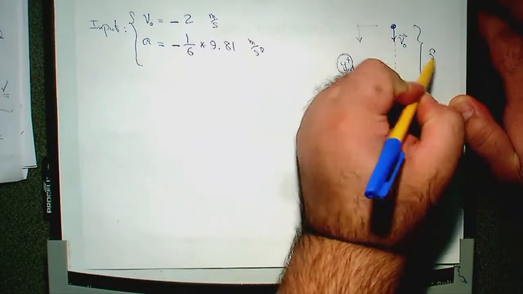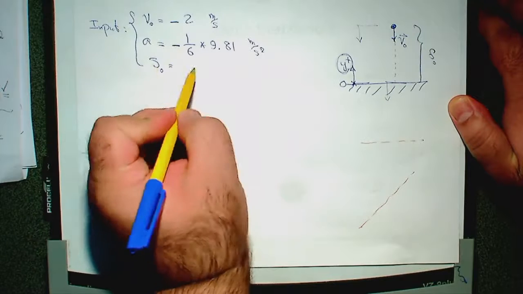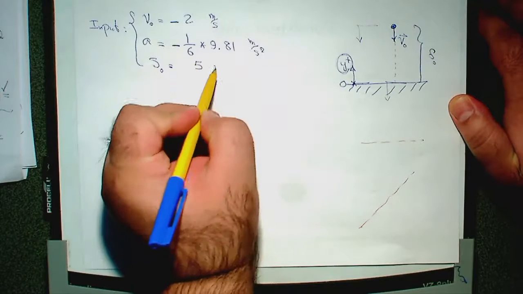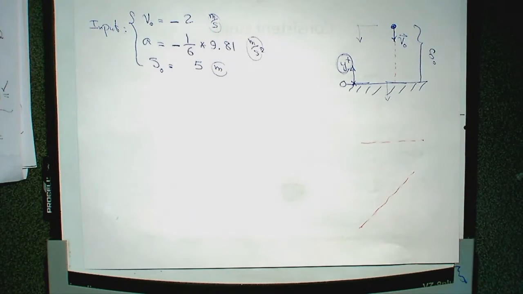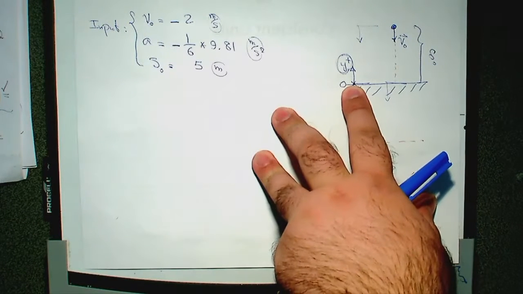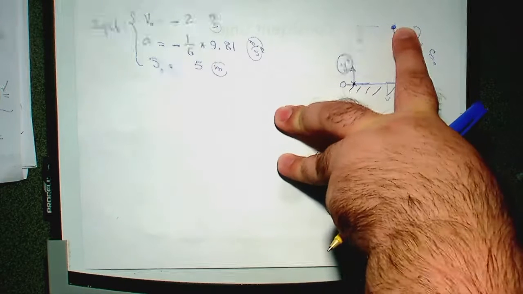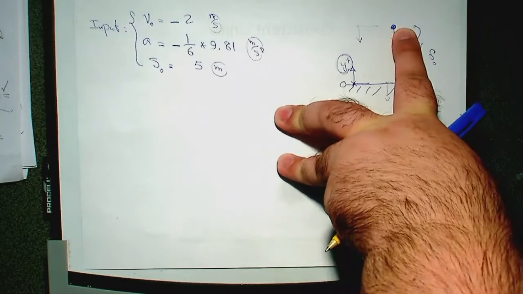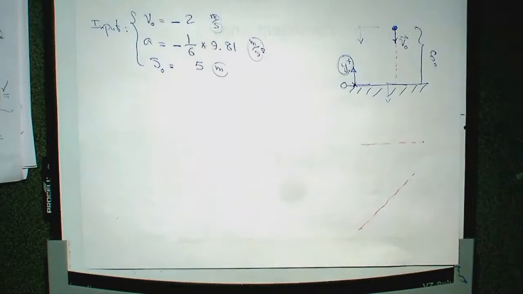Initial position. I know the magnitude is 5, and the unit is consistent with the other parameters. Is it positive or negative? This is the origin of my coordinate system. Is the initial position above the origin or below? Above, based on this. Then it is positive.